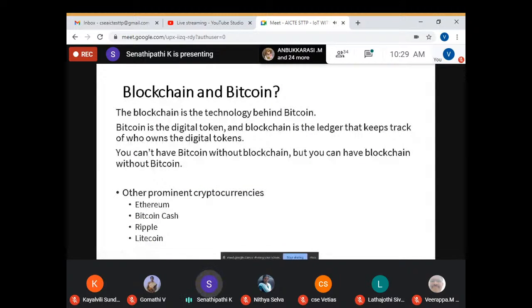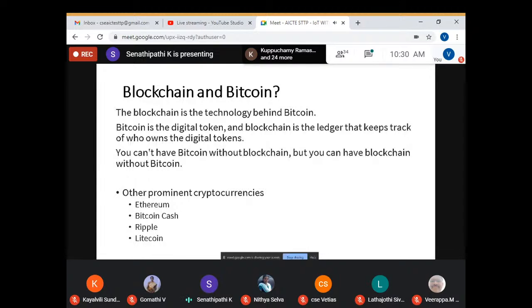Do you think Bitcoin is a blockchain technology? No. Bitcoin is different. Blockchain technology is different. Bitcoin is a digital token, so whoever has the digital token can do the transaction, right? Blockchain is a ledger that keeps track of who owns the digital token. You cannot have a Bitcoin without blockchain, but you can have a blockchain without Bitcoin, right?